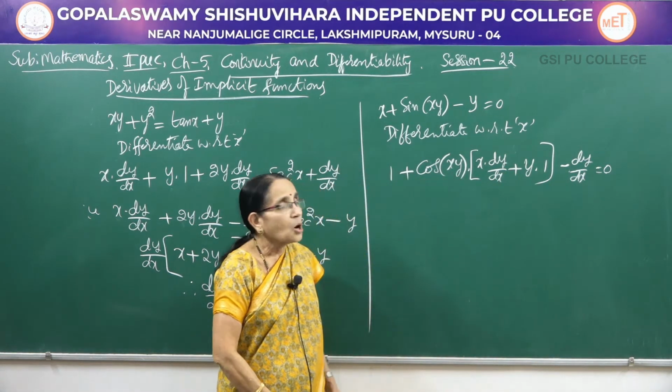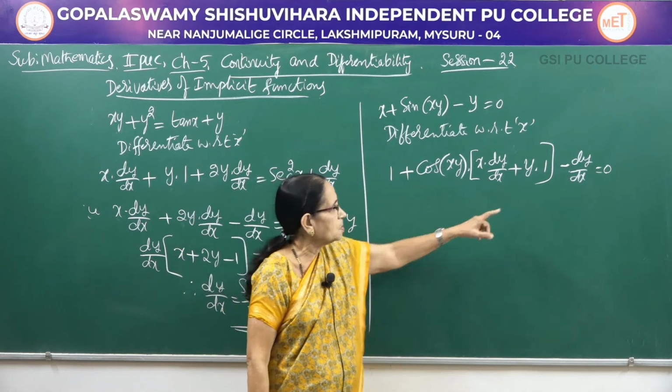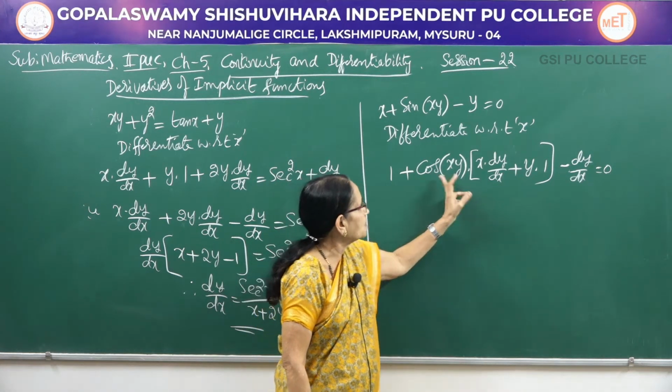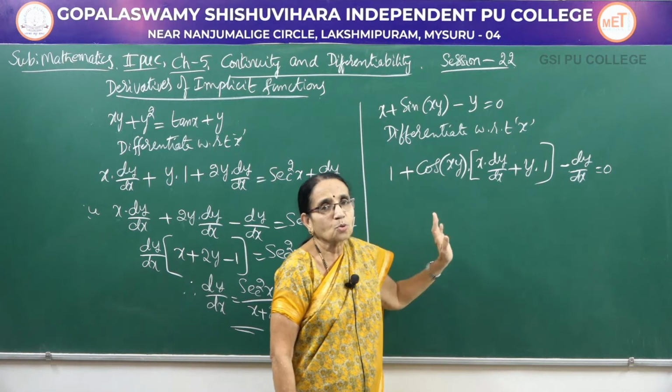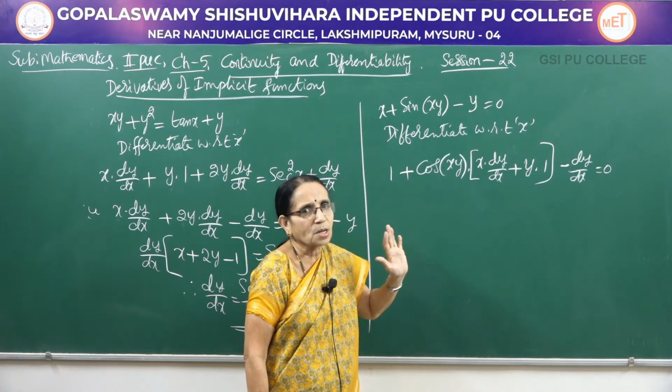So look here, how many terms are containing dy by dx? This into this is one term, and there is dy by dx. The terms which are free from that are this 1 and cos xy into y. So those two terms are not containing dy by dx. So altogether there are 4 terms here.